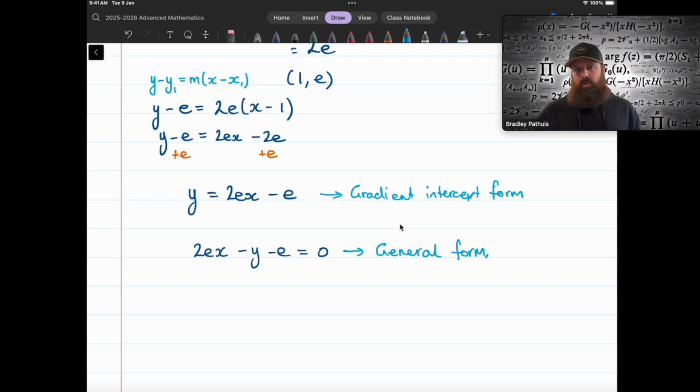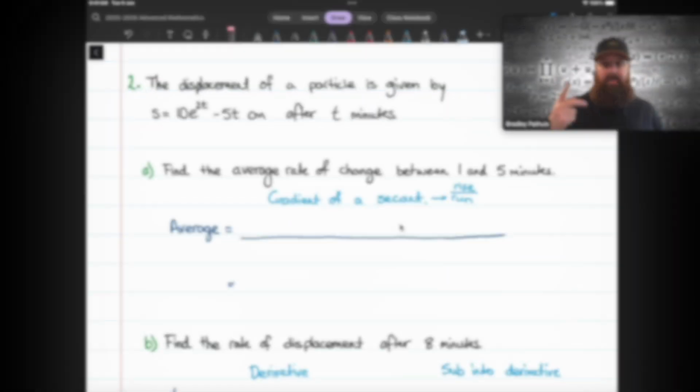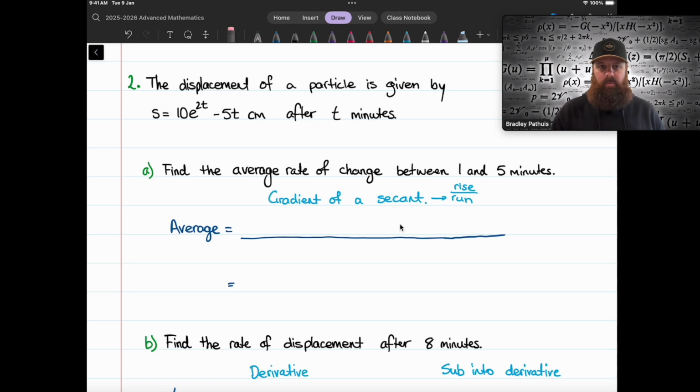Let's go on to another example quickly. The second and last example we're going to look at this morning is this one here. So again, an application of derivatives. The displacement of a particle is given by s equals 10e to the 2t minus 5t centimeters after t minutes. So that means our rate of change is given in centimeters per minute. That's our rate.